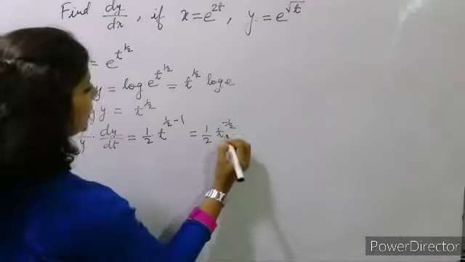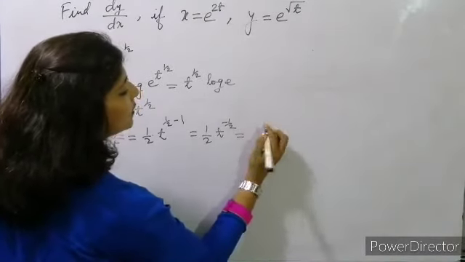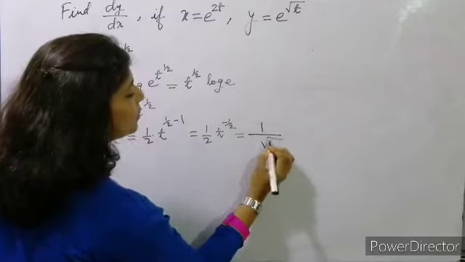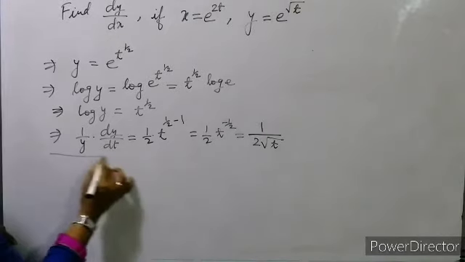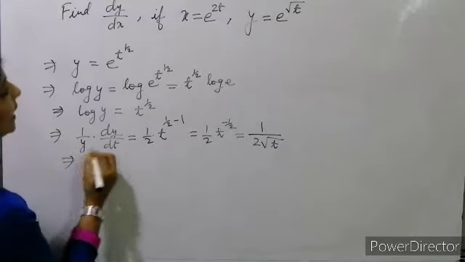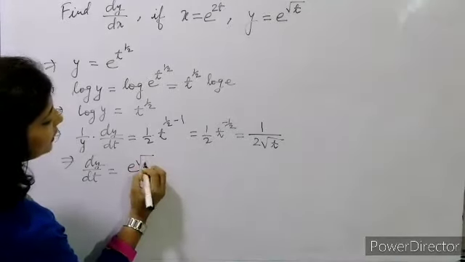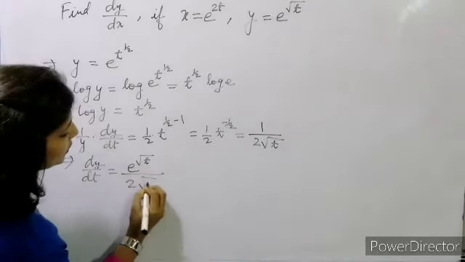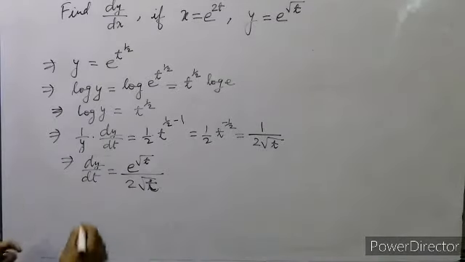So we can write this as 1 upon 2, the power being minus, so first of all it will be square root of t below, and 2 is there, so 2. Now this is the value, and we have to write down the value of dy by dt. So here we write e to the power square root of t, divided by 2 square root of t. So this is the value of dy by dt.